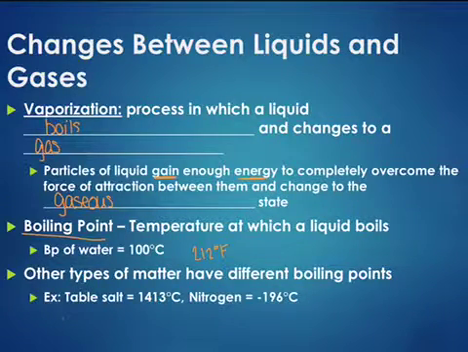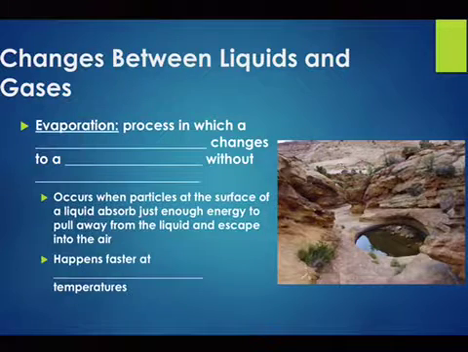Other substances have different boiling points, just like they had different melting or freezing points. Your table salt will boil at 1,413 degrees Celsius, and nitrogen boils at negative 196 degrees Celsius. Each of these boiling points, freezing points, and melting points are ways to help us identify an unknown substance as well.